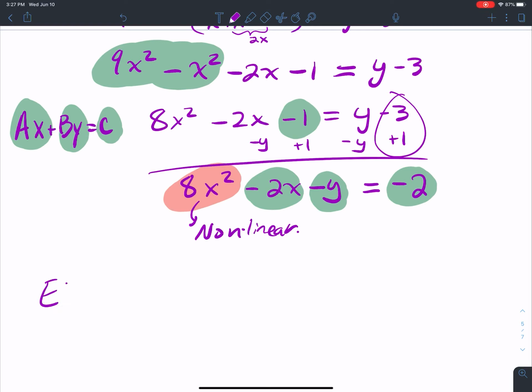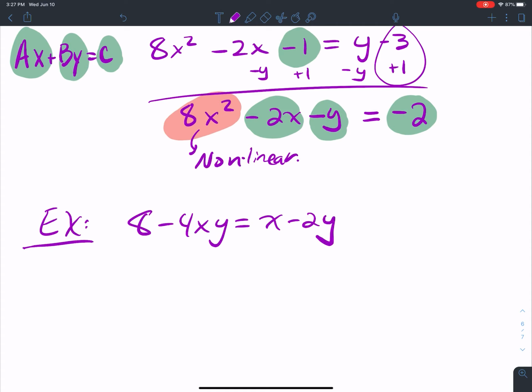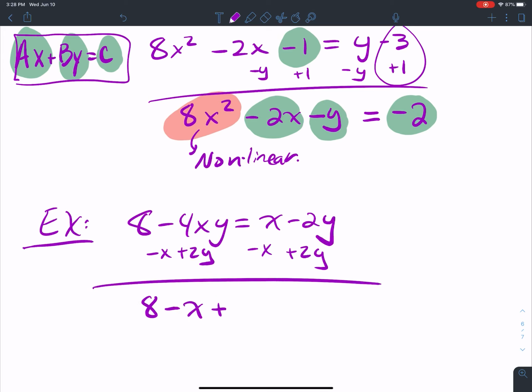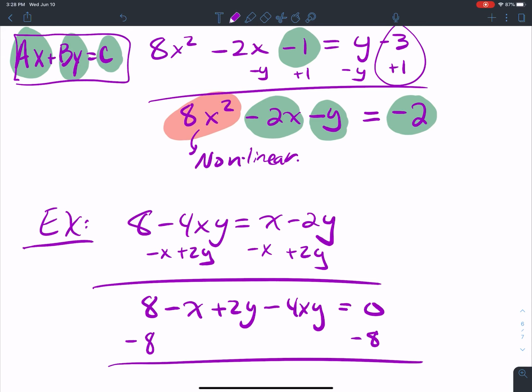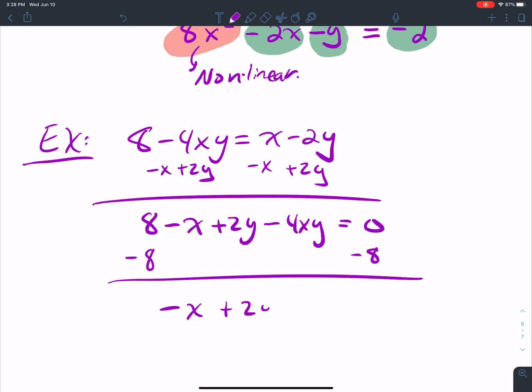Let's do one more. 8 - 4xy = x - 2y. So when I try to get my standard form, Ax + By = C, we'll move all my variables to one side. So let's do this. Let's subtract x and add 2y. That gets me 8 - x + 2y - 4xy = 0. We'll subtract 8 from both sides. So I get -x + 2y - 4xy = -8.